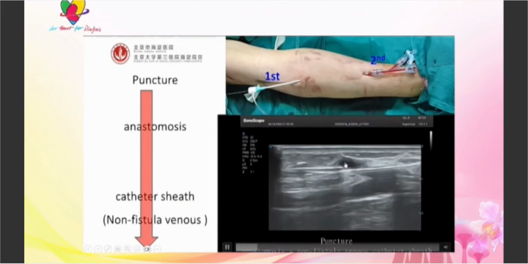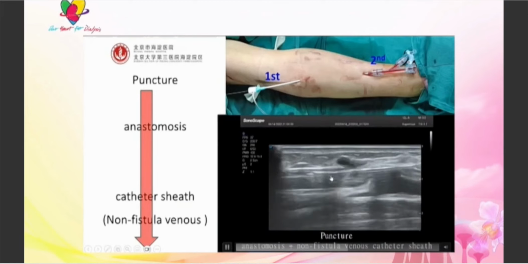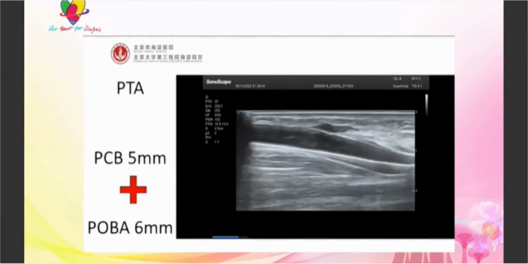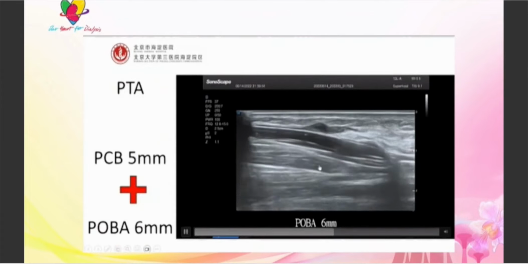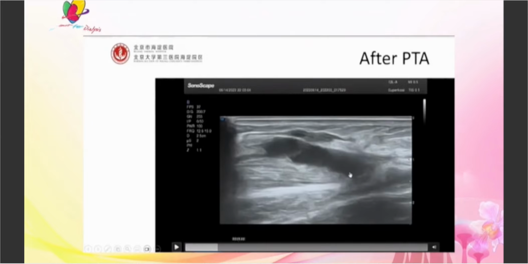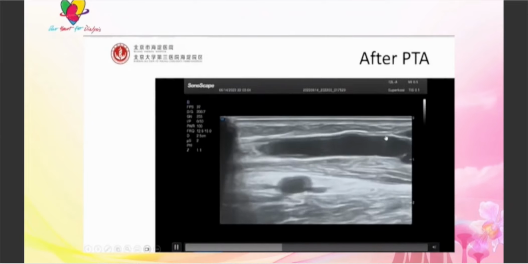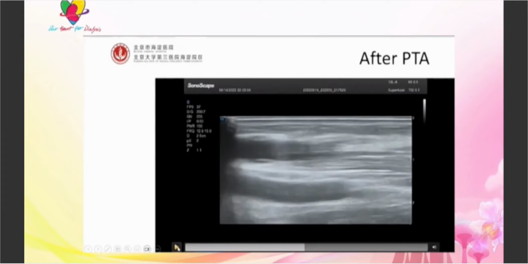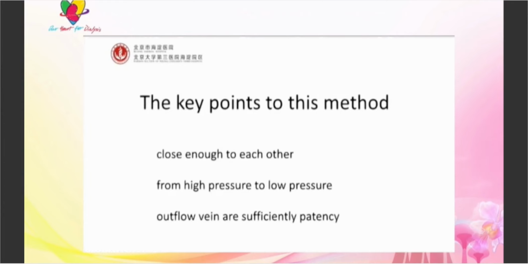The stenosis is here. The sheath is in the non-fascicular vein. And then PTA with PCB 5 millimeters to 4/6 millimeter. This is a new channel after PTA. Here it is. The key points to this method: close enough to each other, from high pressure to low pressure, and the outflow vein is sufficiently patent.